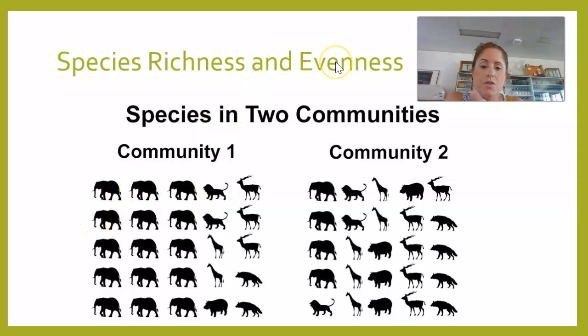However, the evenness is quite different. You can see community 1 has a dominant species of elephants. And this community has a much better distribution. It looks like there's 3, 4, or 5 of each species. And so this is a much better distributed community, and so it has better evenness. Higher evenness, while this has much lower evenness.